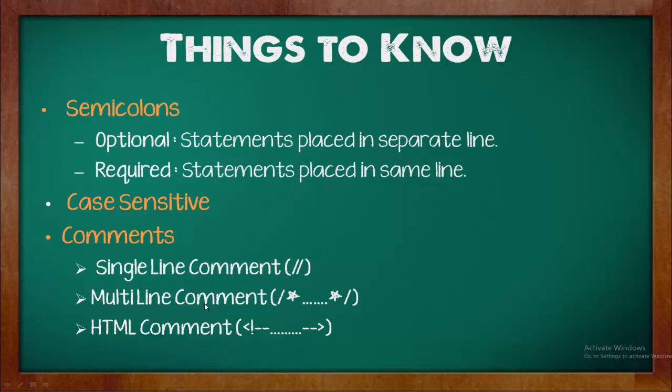So this is the same comment which we used in C and C++, and obviously we know the HTML comment goes with the angular bracket, exclamation mark, and then two hyphens, and ends with two hyphens and an angular bracket. So the first two are used in JavaScript, and the third one is used only in HTML. You can't use the same HTML comment in JavaScript, it doesn't work. I hope you understood this.